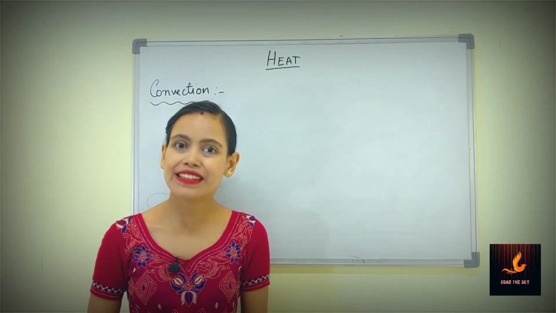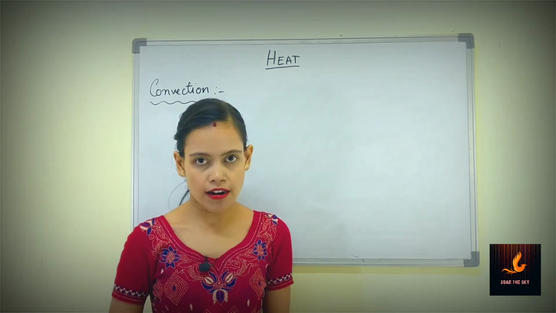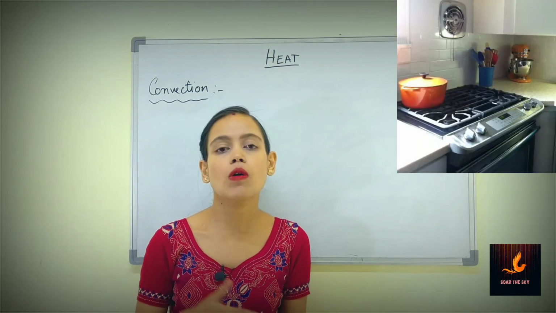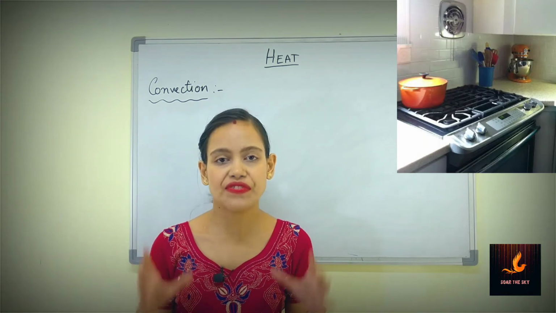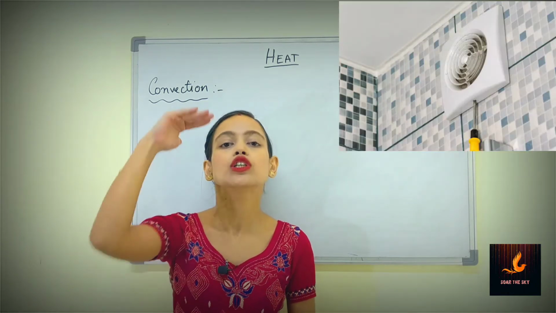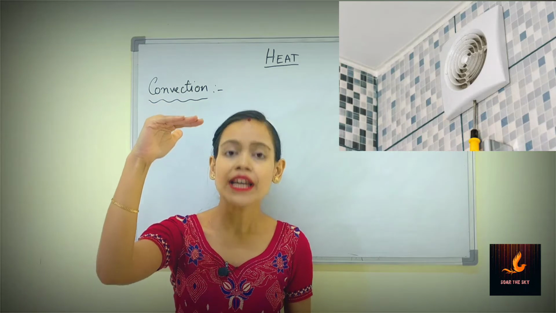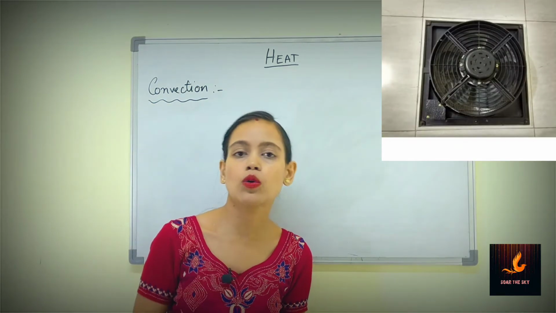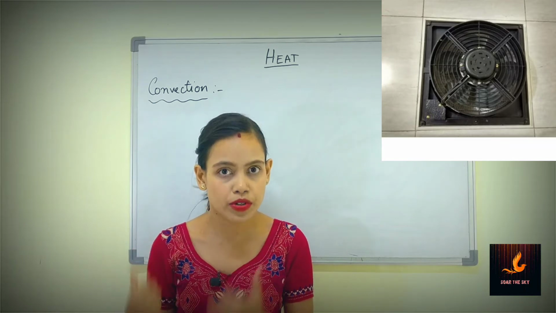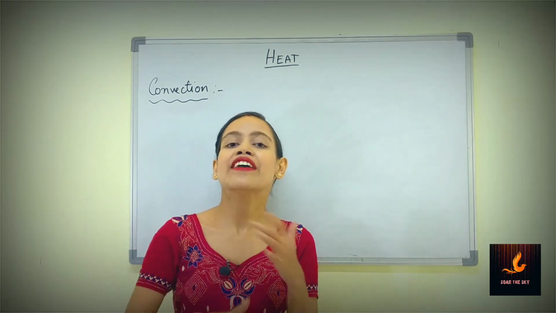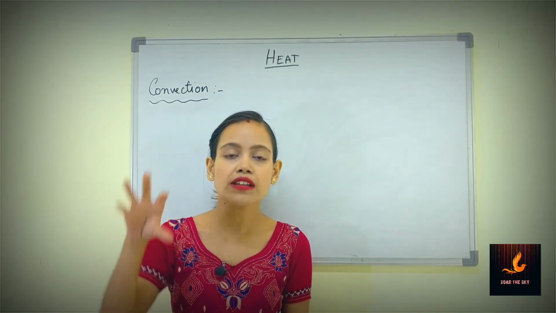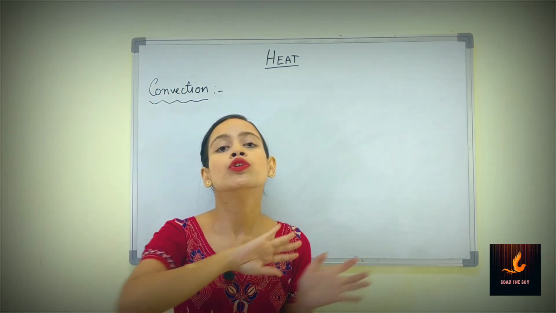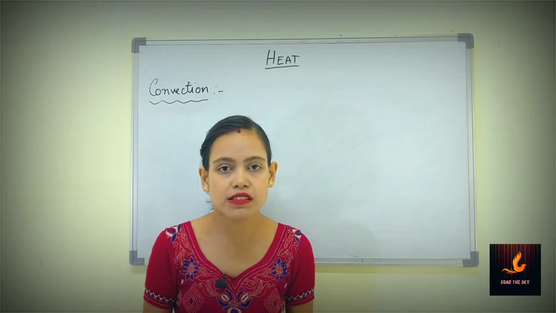Two more practical applications of convection are, number one, exhaust fans. If you see in your kitchen or in your washrooms, the exhaust fans are generally fitted at the top of the wall. Why? Because the hot air that is produced inside the kitchen while cooking, or the hotter air that is produced in the washrooms as well, they rise up. So if the exhaust fan is placed at the top of the wall, it will be easier for the exhaust fan to remove that hot air instantly.